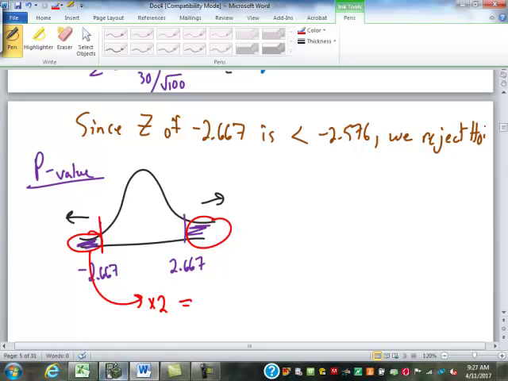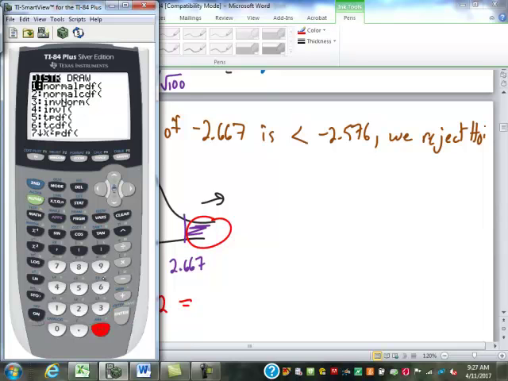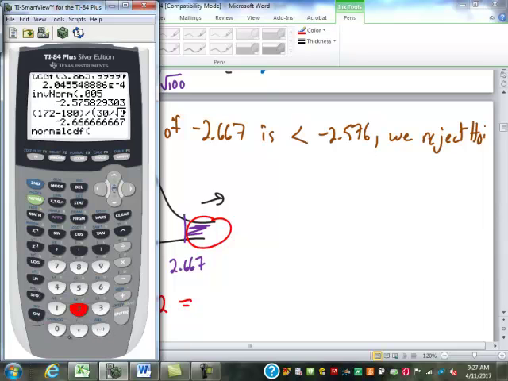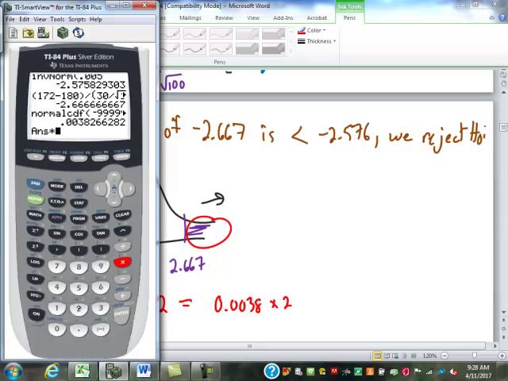So that's going to be the probability of being less than negative 2.667. On the calculator, it'd be second distribution. Negative, make sure you use that for the negative and not the minus sign. Oops, I got to do the normal CDF, since this is a normal. So now it's negative 999999, comma, now my test statistic of negative 2.667. That gives me 0.0038. We multiply that times 2, we get 0.00765.